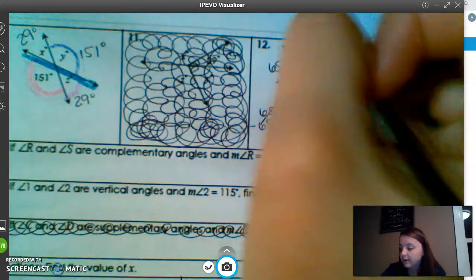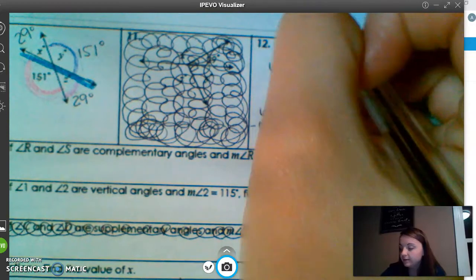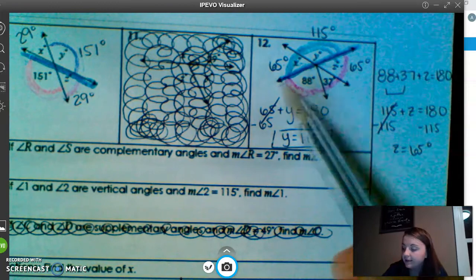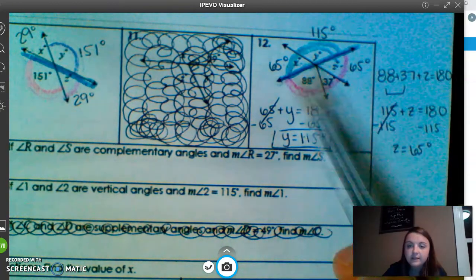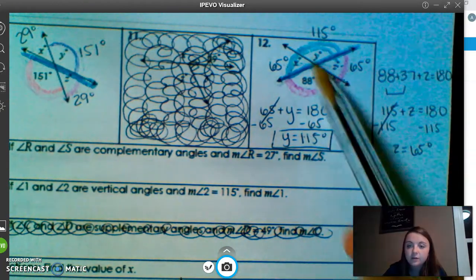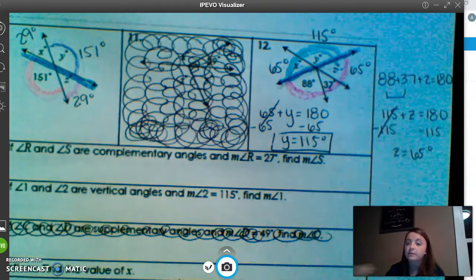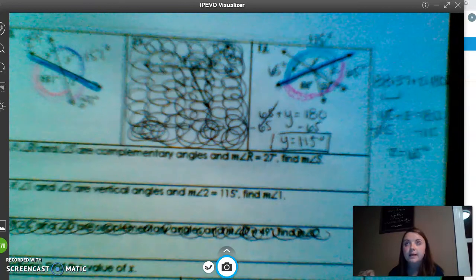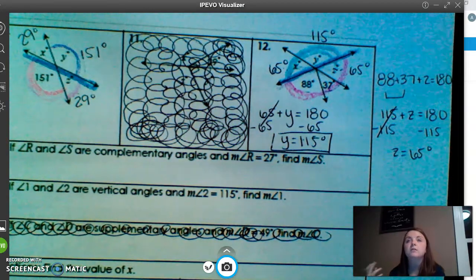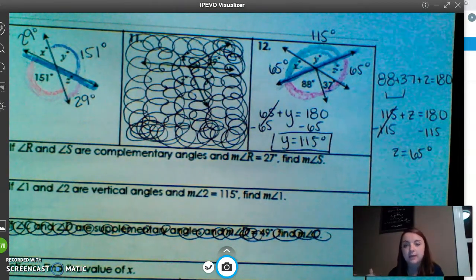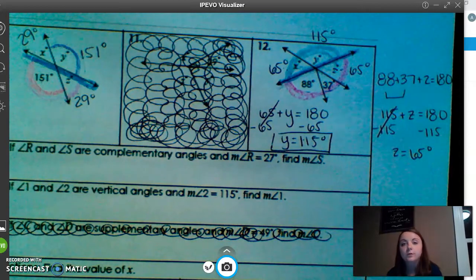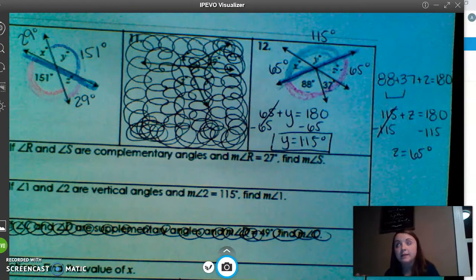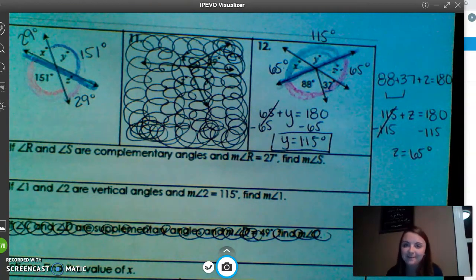So y equals 115. Now you also could have got y by adding together 88 and 37 because together those two were vertical to y. So there was more than one way to get there. It just matters that you get to the correct answer by using things that are mathematically sound. Just make sure that what you're doing makes mathematical sense with the definition.